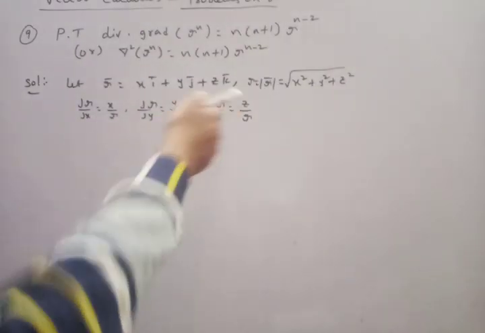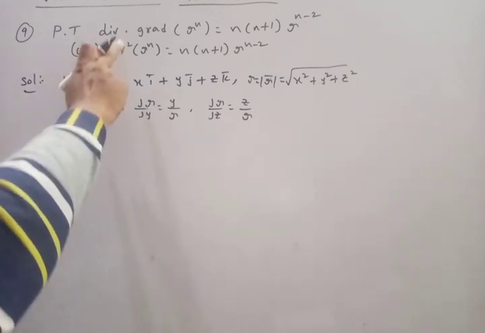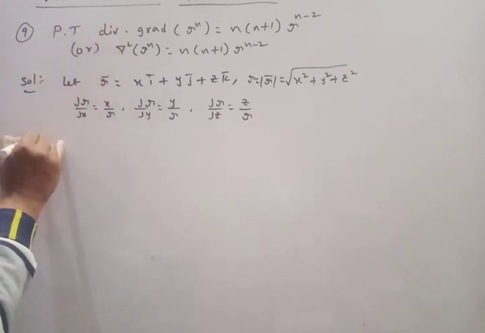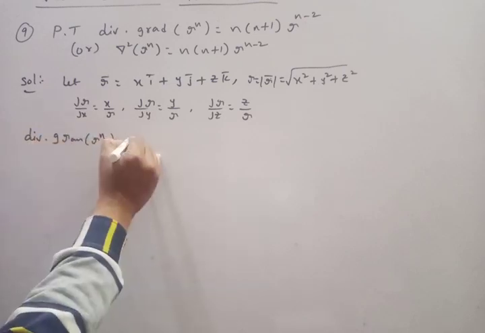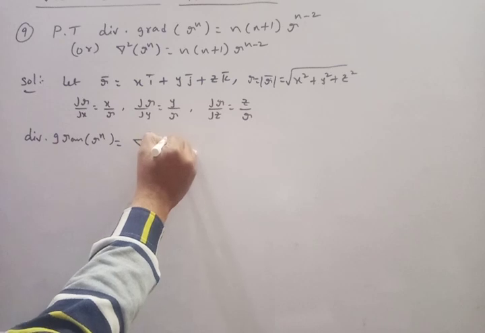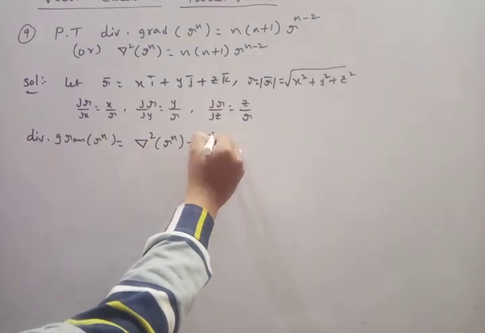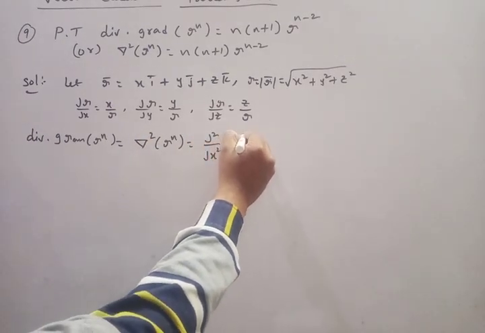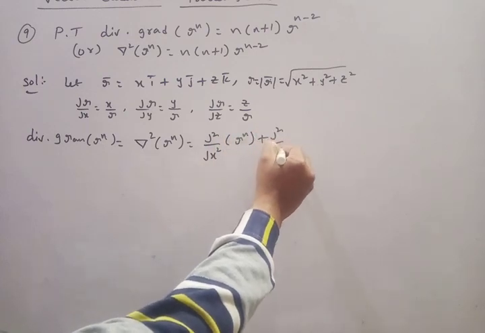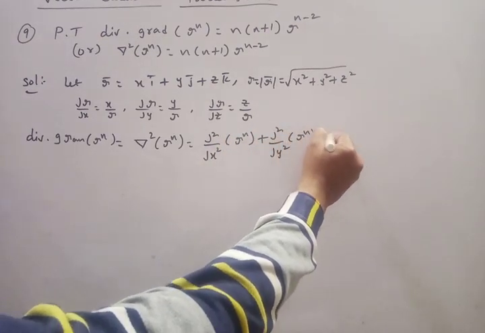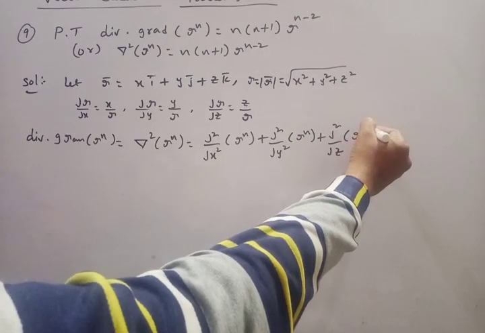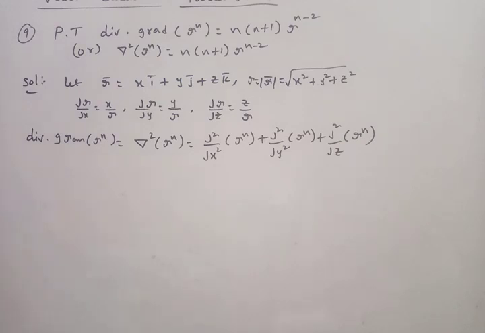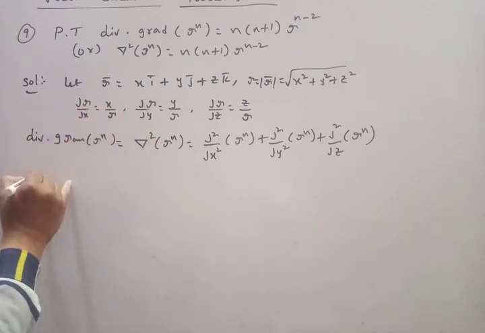So dou r by dou x, dou r by dou y, dou r by dou z. Now he is asking div dot grad of r power n, which is nothing but del square of r power n. That means dou square by dou x square of r power n, dou square by dou y square of r power n, dou square by dou z square of r power n. 2 times we have to partially differentiate with respect to x, y, and z. So I am taking sigma over here.